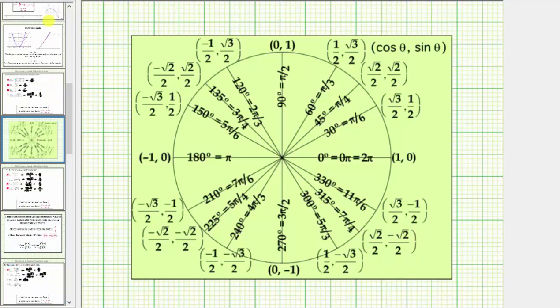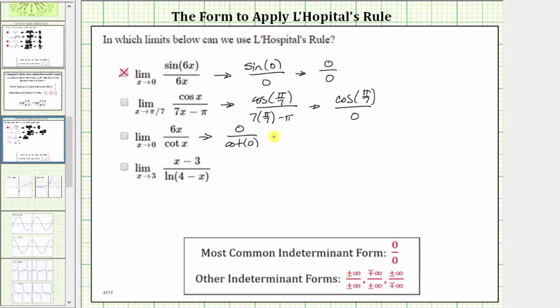On the unit circle, remember tangent theta is equal to sine theta divided by cosine theta, which should be y divided by x, and therefore cotangent theta is equal to x divided by y. So looking at 0 radians here, notice how the point on the unit circle is 1, 0, and therefore cotangent 0 is 1 divided by 0, and division by 0 is undefined, and therefore this is in the form of 0 divided by an undefined value, which does not fit one of the indeterminate forms of L'Hopital's rule, and therefore L'Hopital's rule does not apply.